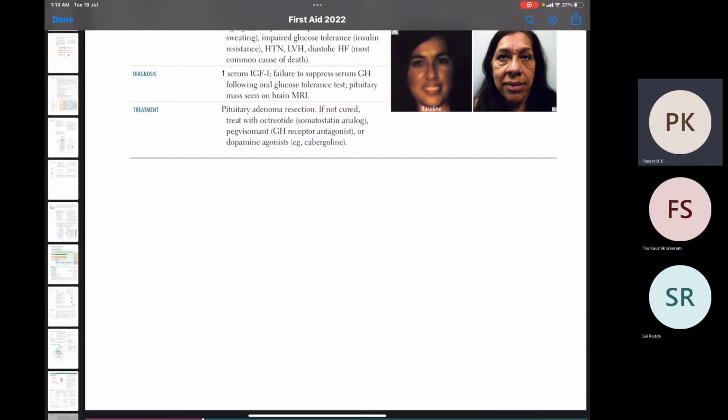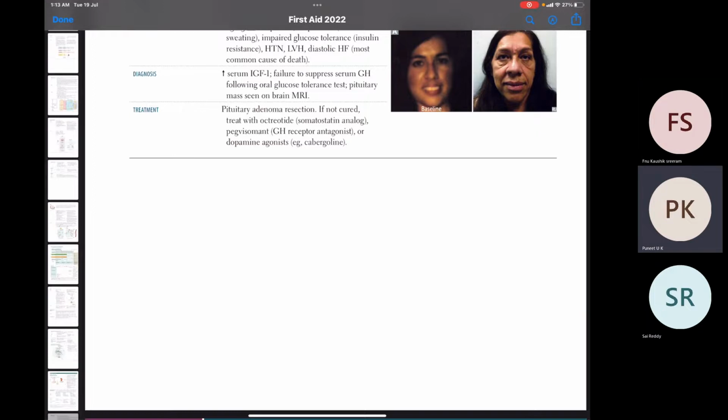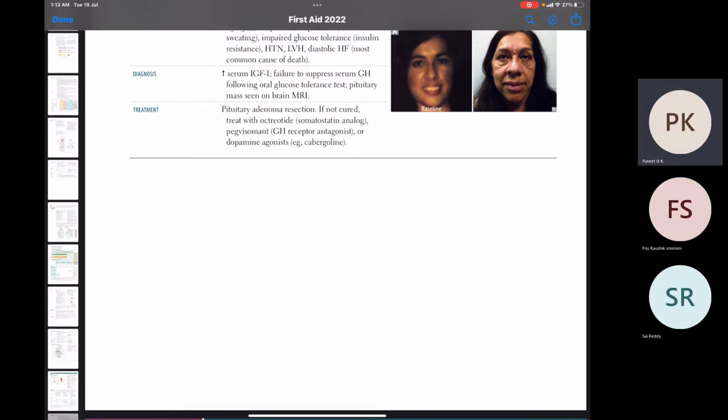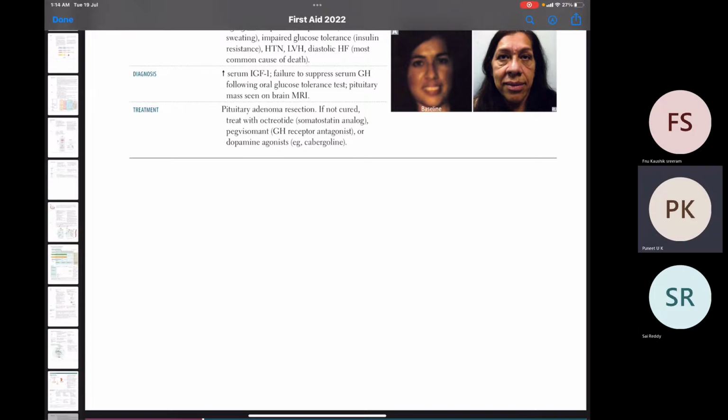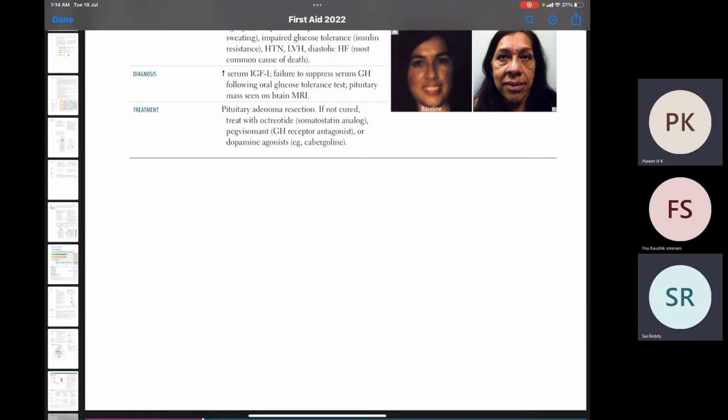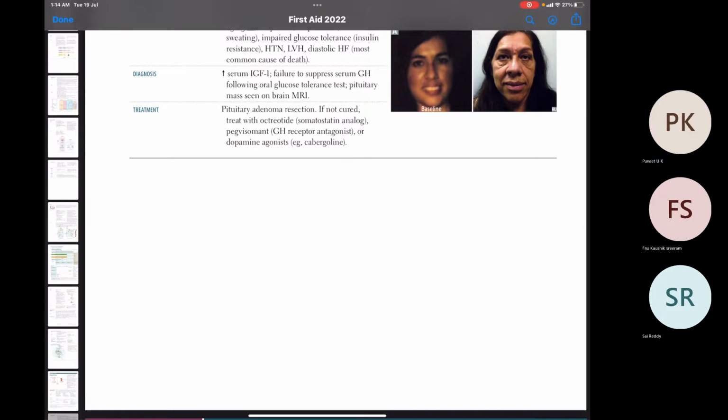Dalrymple sign is lid retraction. So basically, like what he said, first you have protrusion of the eyelid. So that's exophthalmos, right? Now, because of that, there is loss of wrinkles on the forehead, transverse wrinkles on the forehead.